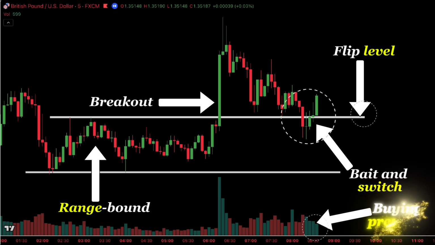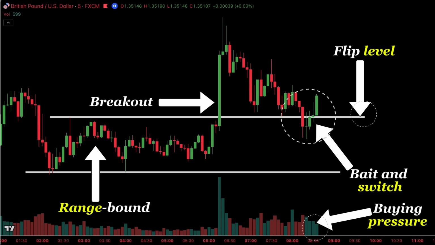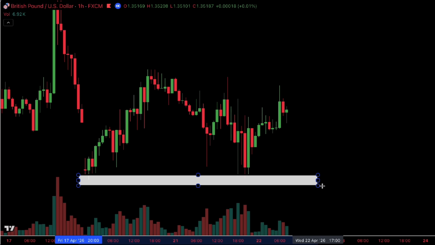Now look at the volume. If you see a clear increase in buying volume after the bait and switch, it confirms that buyers are stepping in. This adds strength to your setup. Next, move to the higher time frame.